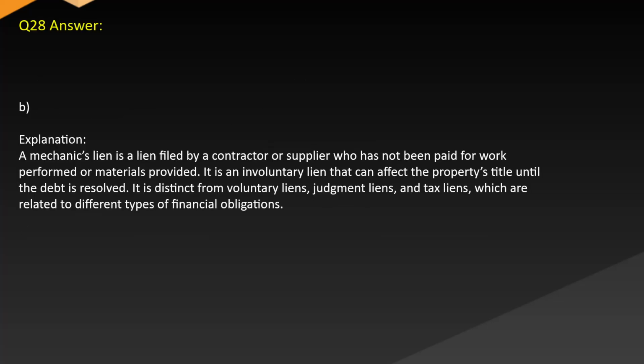Answer: B. Explanation. A mechanic's lien is a lien filed by a contractor or supplier who has not been paid for work performed or materials provided. It is an involuntary lien that can affect the property's title until the debt is resolved. It is distinct from voluntary liens, judgment liens, and tax liens, which are related to different types of financial obligations.